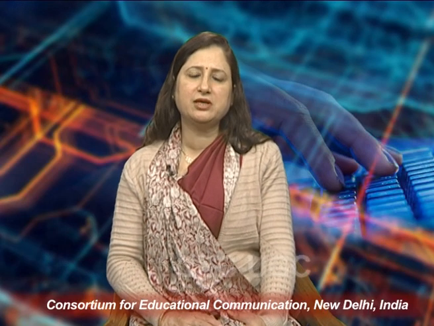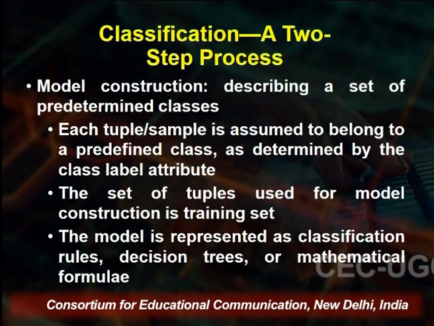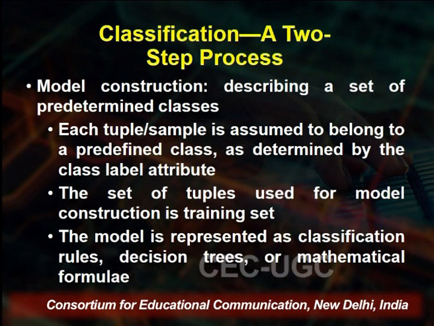If you look at classification, it is a two-step process. Why two steps? The first step is that you are constructing a model. We just saw that first you have to build a model which will describe the set of predefined or predetermined classes. Any tuple or observation which comes in is assumed to belong to a predefined class. And how is that defined? The class is predefined by the class label attribute.